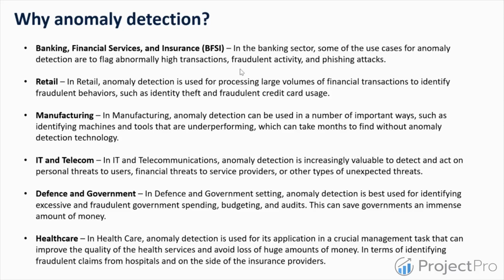Defense and government. Anomaly detection is best used for identifying excessive and fraudulent government spending, budgeting, and audits, right? This can save governments an immense amount of money, right? The amount of money individuals hide from the government so that they don't have to pay tax is huge, right? And if there is any certain spending happening towards that, and if the audits are not happening properly, we can flag all those transactions to find out the fraudulence, right? So that's in the setting of defense and government, right?